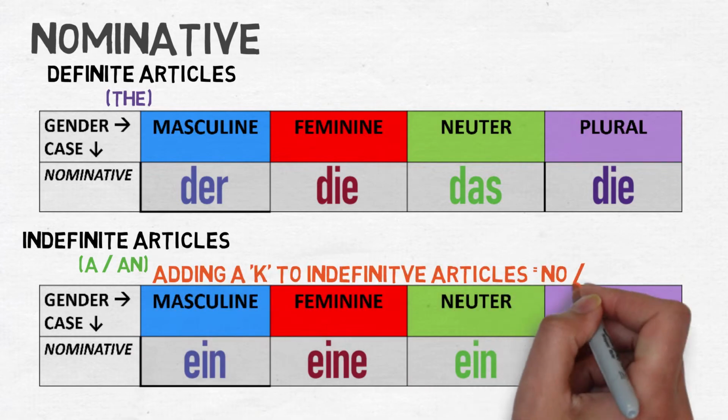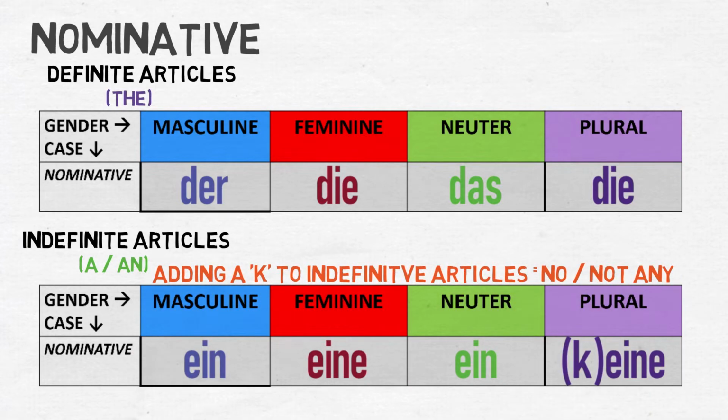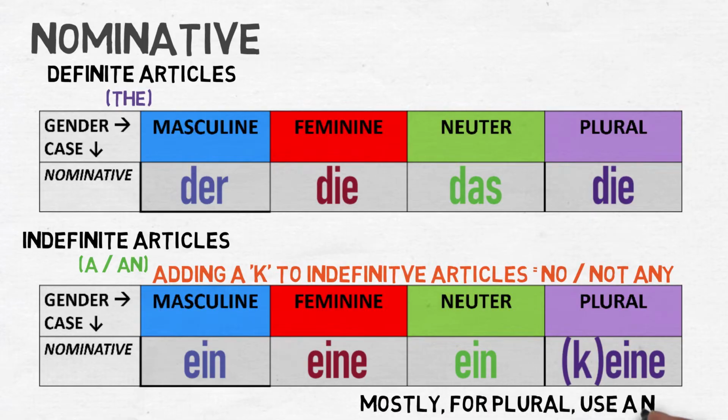So keine means no or not any, which we use because we can't say a for a plural. For example, a socks or a brothers. But most of the time, for plural, we would just use a number. For example, 2 red buses or 12 angry men.